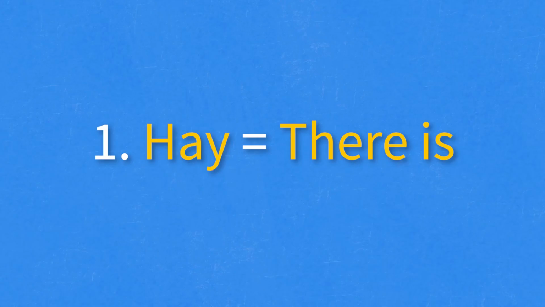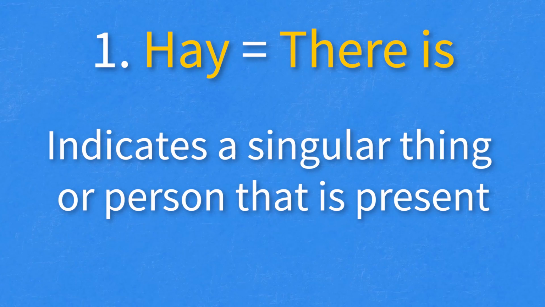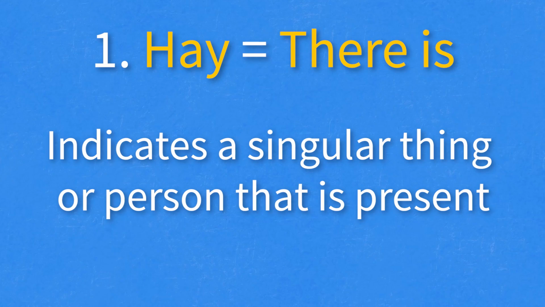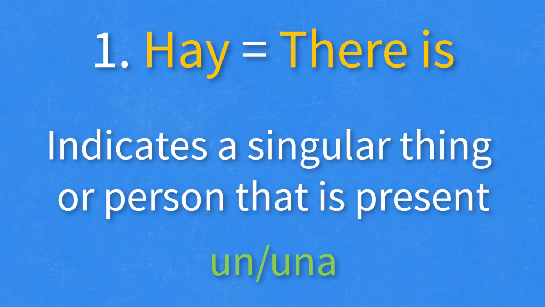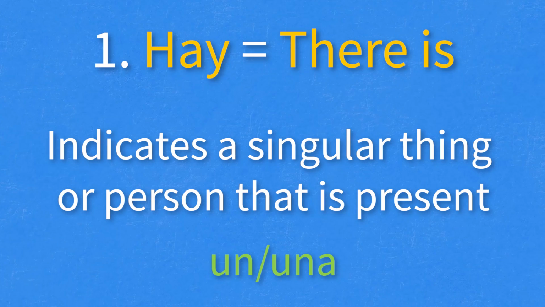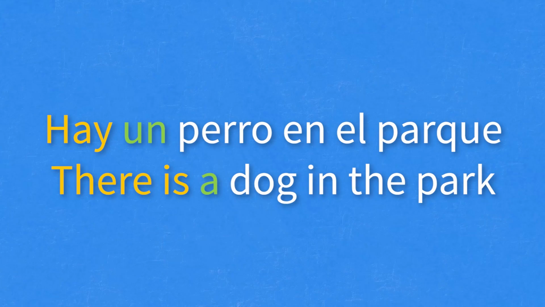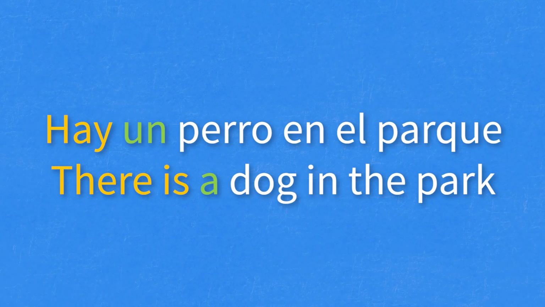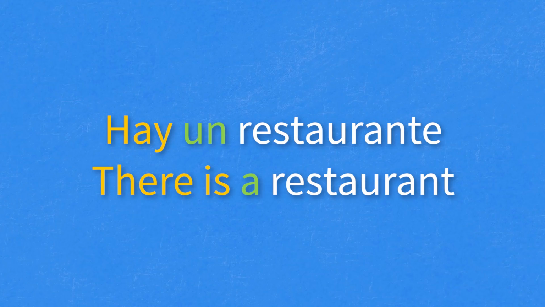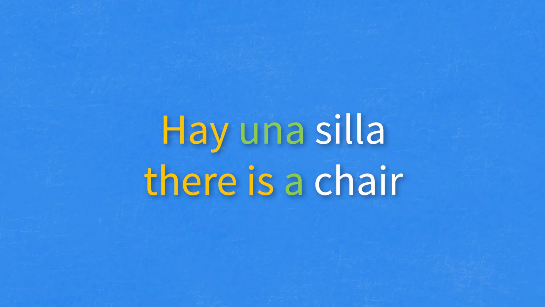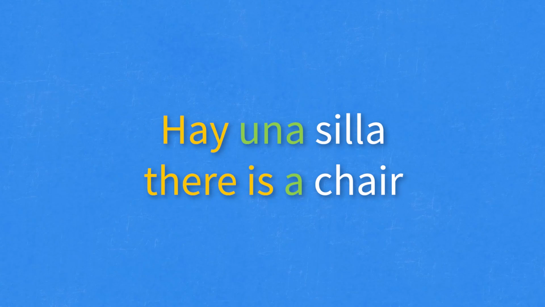Hay as there is. It indicates that there is one person or object somewhere. In sentences like this, you will often find the article un or una to specify that they are talking about a singular thing or person. For example, hay un perro en el parque means there is a dog in the park. Hay un restaurante means there is a restaurant. Or hay una silla means there is a chair.